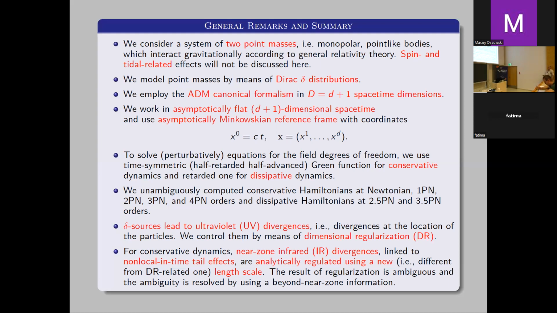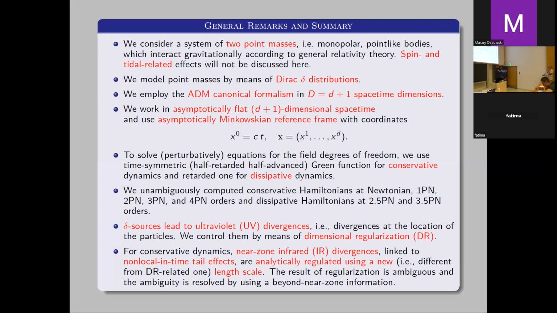As I have said, Dirac delta sources lead to ultraviolet, UV, divergences. That is the divergences related with the location of the particles. Yes, many field functions depend on the position of the particles, and they are singular when the field point approaches the position of the particle. And as I said, we need a dimensional regularization to resolve them.